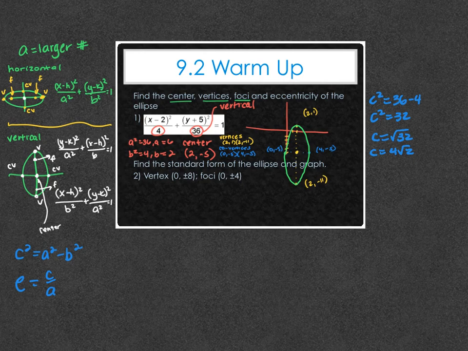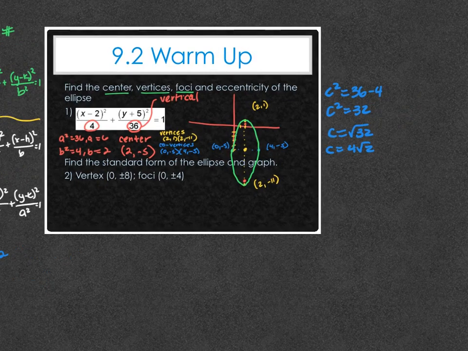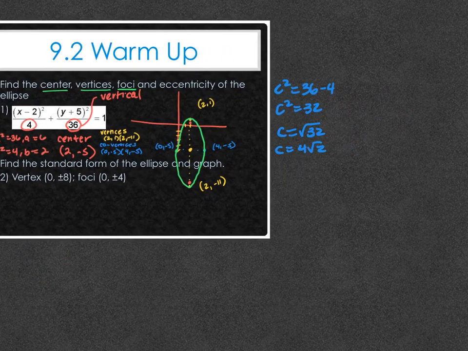And because it's vertical, that means I'm going up and down that. So that's a little bit less than 6. So it's somewhere over here and somewhere over here. But that means it's changing the y coordinate of my center. So for the foci, we're going to take our center and only add c onto the y. So it'd be (2, negative 5 plus 4 root 2), and it'd be (2, negative 5 minus 4 root 2). Sorry, not root 3.